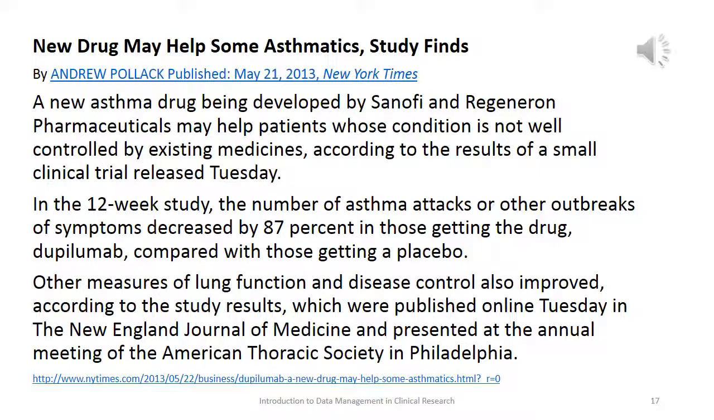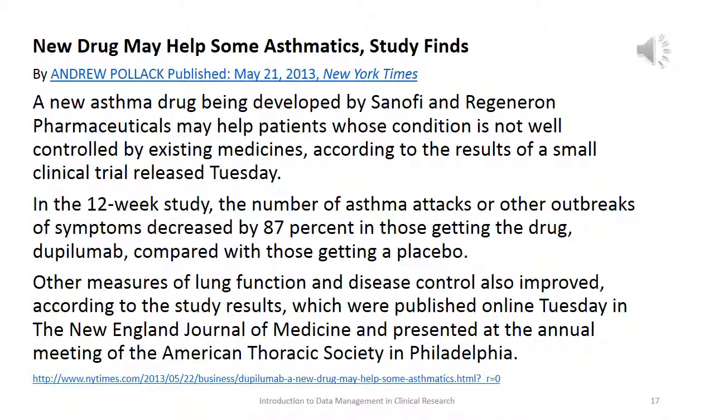In case any of you were feeling a little bit puzzled by the assignment for finding the article, I'm going to give you an example of one here that I think will help you understand a little bit more. This is a news story that appeared in the New York Times back on May 21st of 2013. So you can see that was nearly 2 years ago. And what it describes is a new asthma drug that was developed by Sanofi and Regeneron Pharmaceuticals that may help patients whose condition is not well controlled by existing medicines, according to the results of a small clinical trial that they released earlier that week.